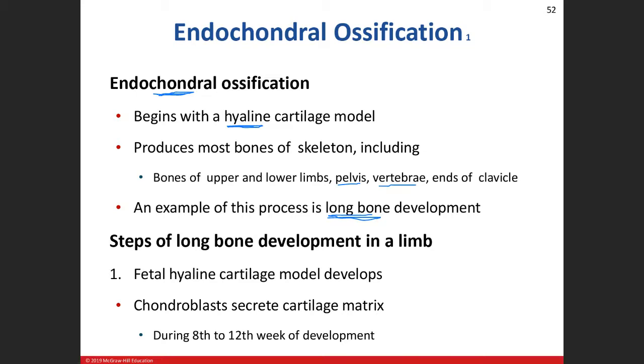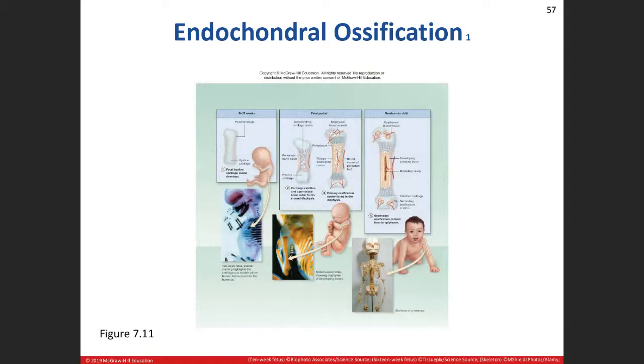Basically, it's me telling you we're going to start off here with a hyaline cartilage model of the humerus. Okay? And so in this hyaline cartilage model, the osteoblasts are doing what they do. They synthesize and they secrete the cartilage matrix. Okay? And we know when that occurs. 8th to the 12th week of development, it'll occur during that period of time. Okay? So let's check out the picture here.